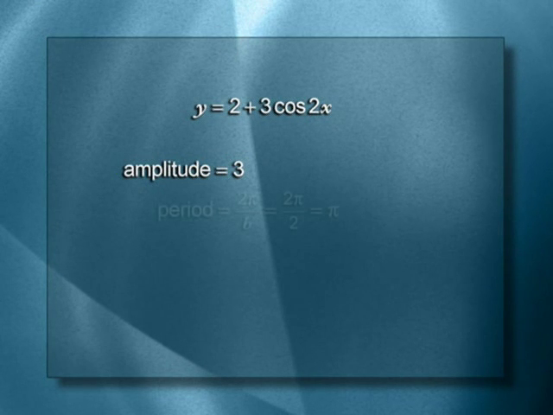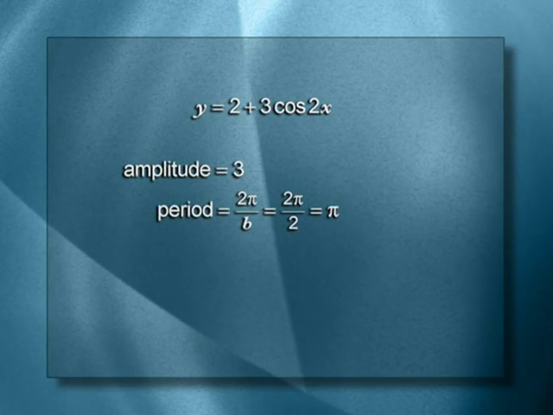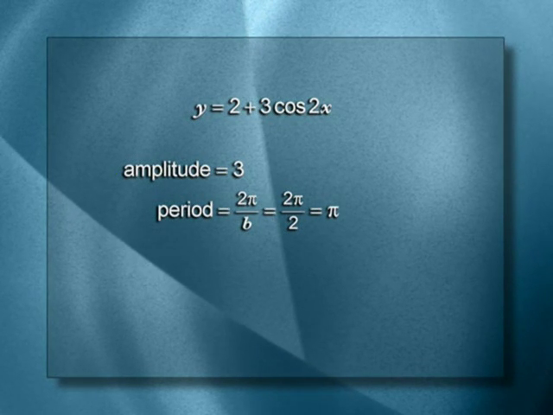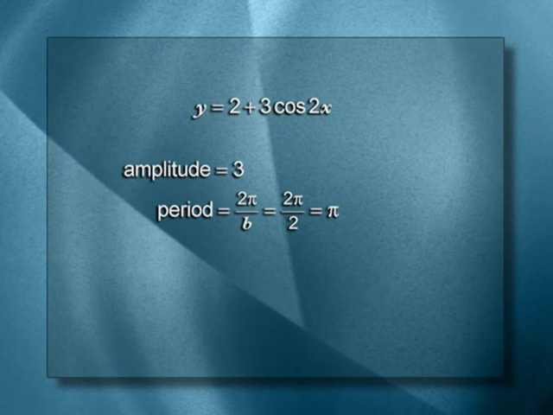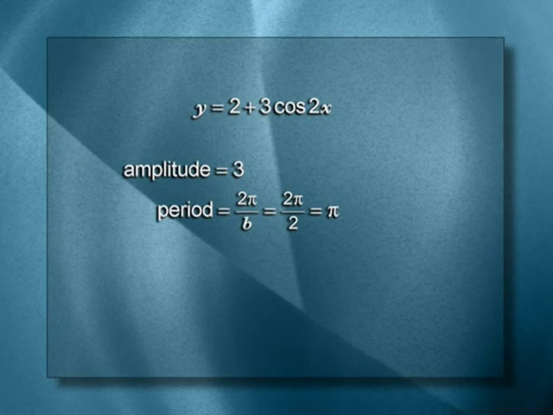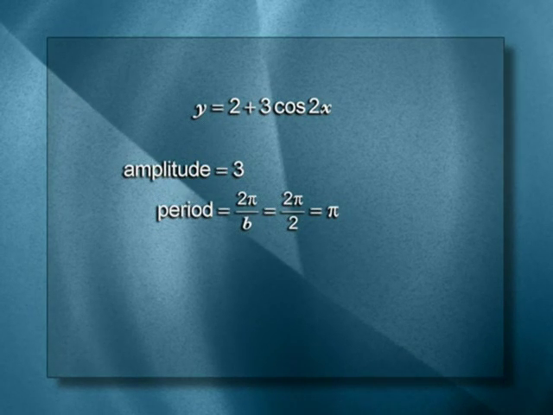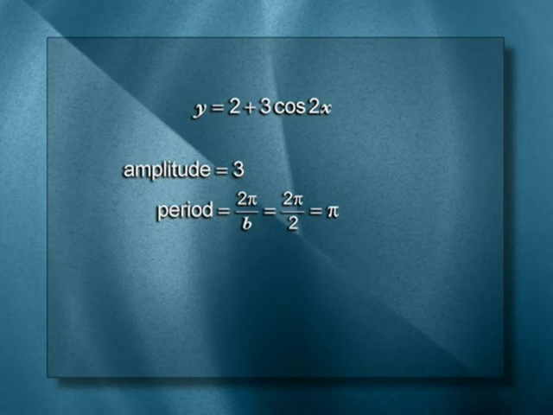How about the period? Well, that's 2 pi over b, and b here is 2. So it's 2 pi over 2, or pi. The period used to be 2 pi, and now it's shrunk down to pi. It's going to go faster. Okay, the cycle is shorter now. All right, is there any shift in this curve? No, thank goodness, we don't have a shift.